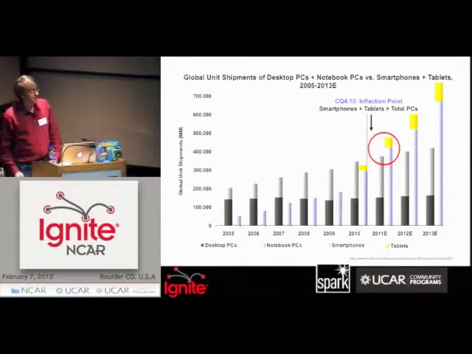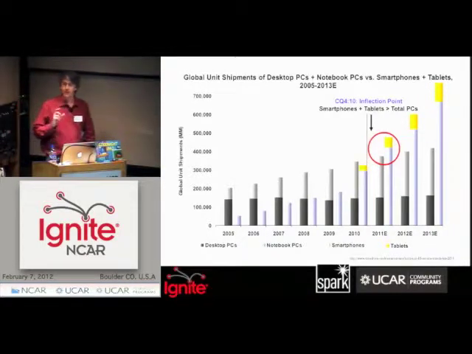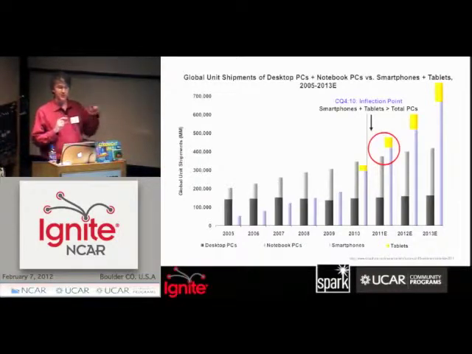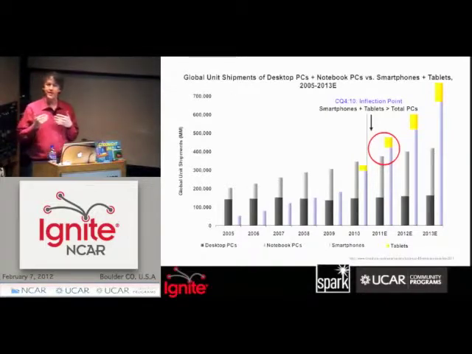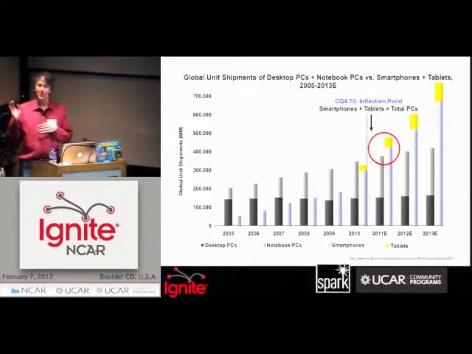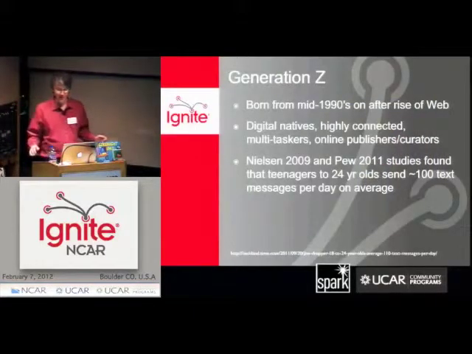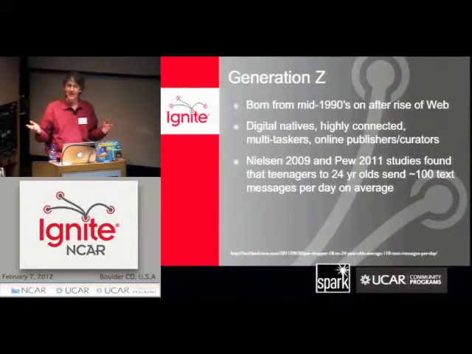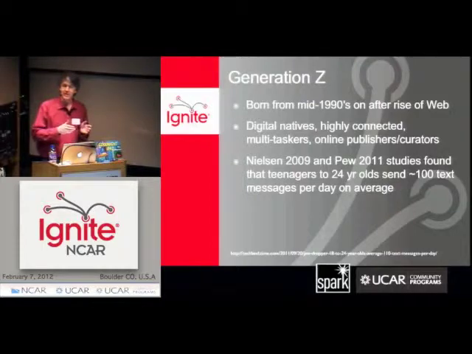So in fourth quarter of 2010, there was a very important inflection point where smartphones and tablets, which are expressed as the purple and gold bar, overtook shipments of desktop and laptop computers. And that curve is on the rise, obviously a higher curve than the traditional platforms. And the kids that are using a lot of these devices are Generation Z. There's lots of names for this, but that's my favorite. They're born from the mid-1990s till now.